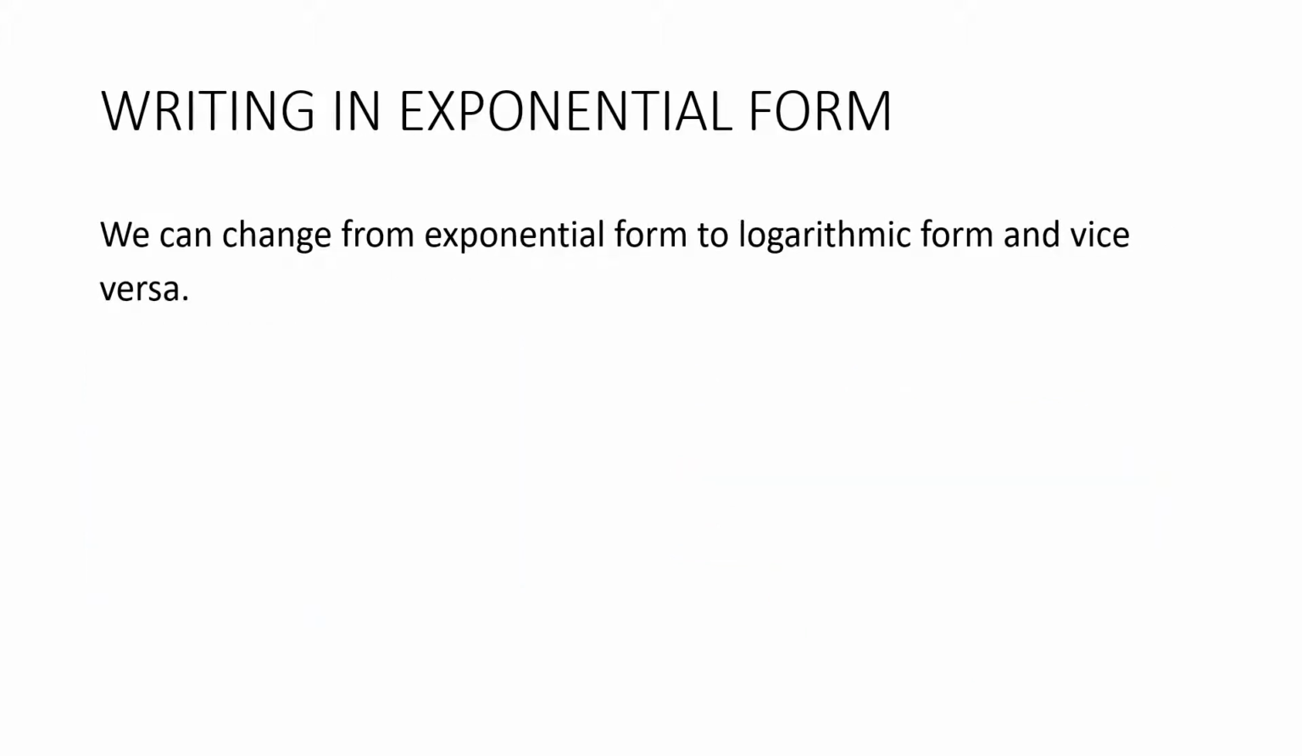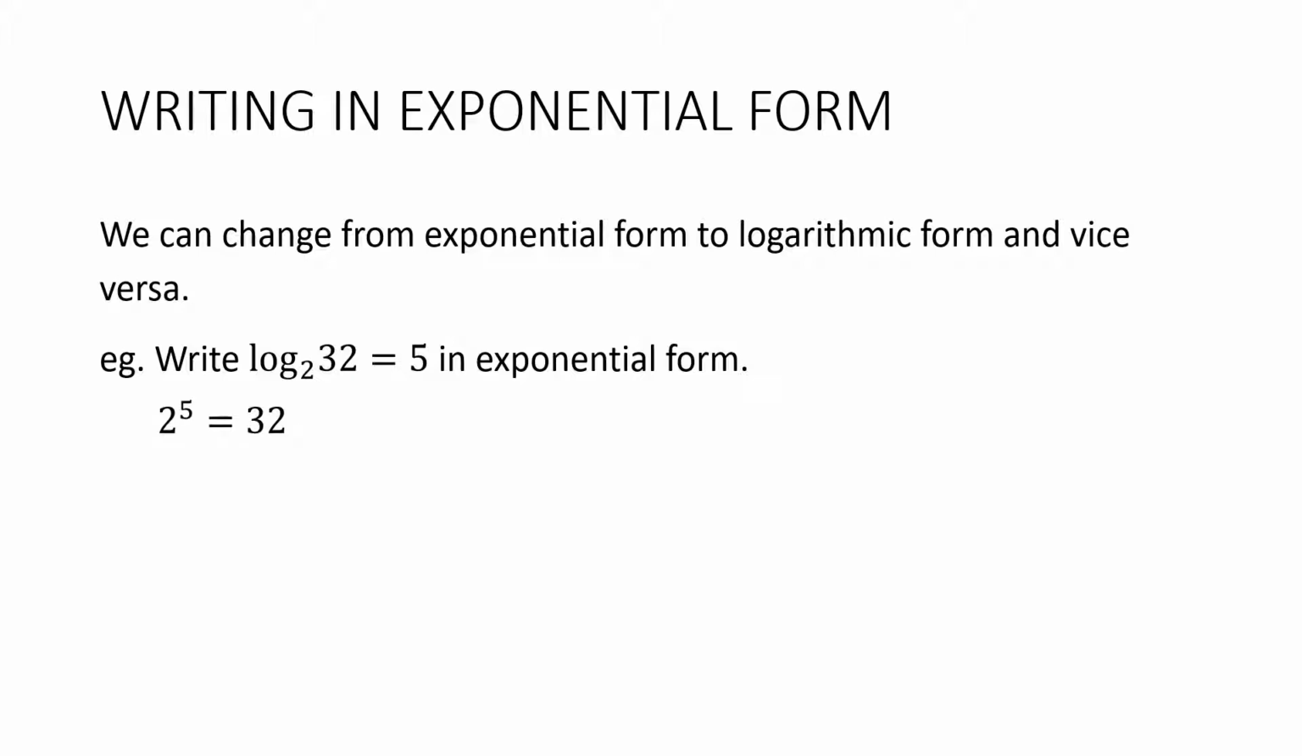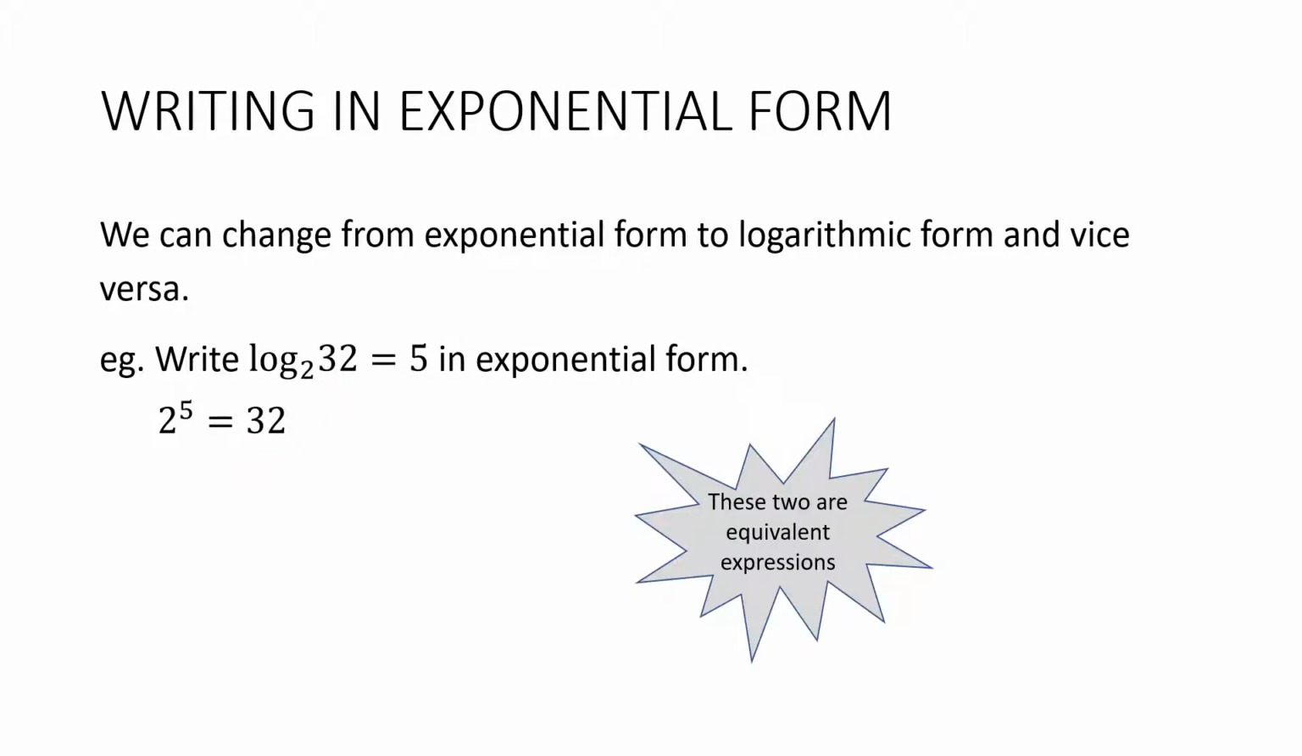Now we can change from exponential form to logarithmic form and vice versa. This is really useful. So we might have log base 2 of 32 equals 5, and we might want to write that in exponential form. So all we do is what I taught you before. 2 to the power of what equals 32. And there's our answer. So this is index form or exponential form. This is logarithmic form. And these two are actually equivalent expressions.